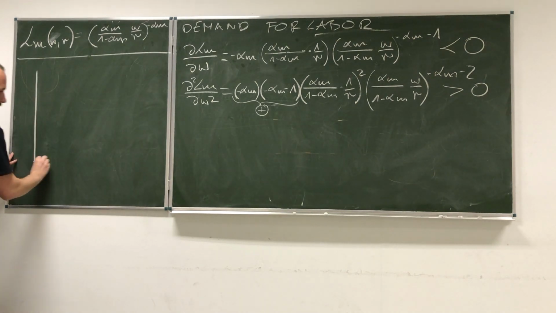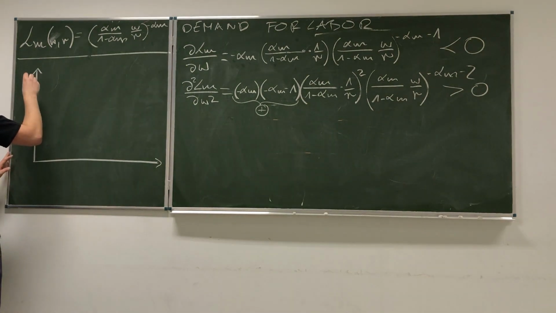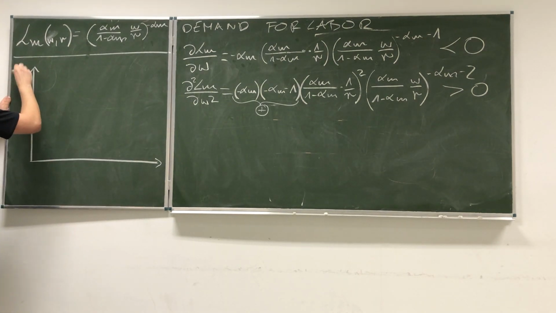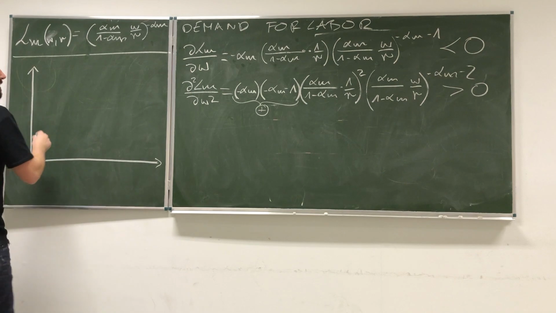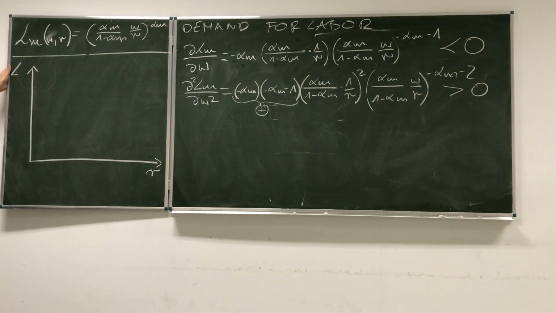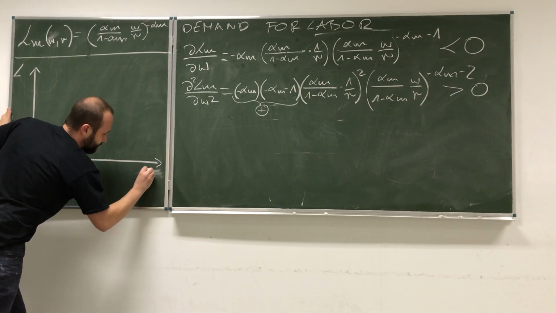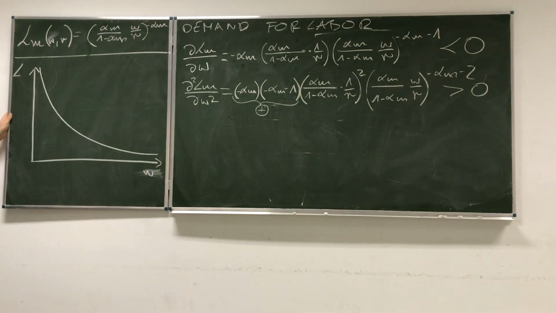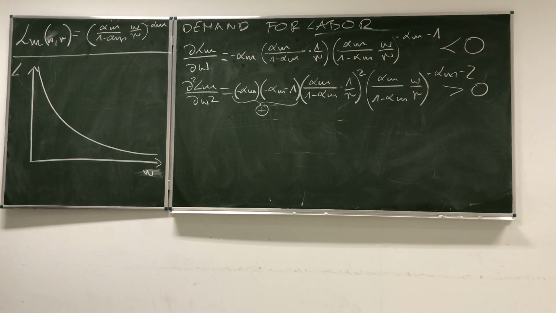So, how will it look? I'm sorry, convex. Convex, of course, convex, because the second derivative is positive. Okay, so here we have labor. Here we have wage. So, this is a downward sloping convex function. So, first we clearly derived demand for labor in this economy, but what will happen if rent goes up?